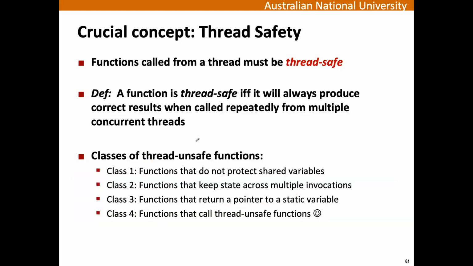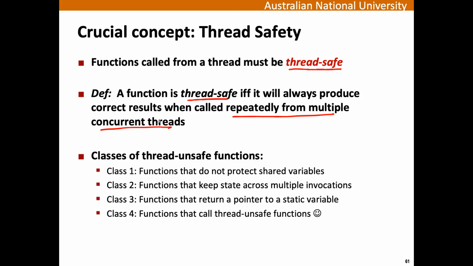So now we're going to discuss thread safety, and this is an important concept. When you're writing multi-threaded applications, you need to know whether the function you're using is thread safe or not. A function is thread safe if it always produces correct results when repeatedly called from multiple concurrent threads. If you call a function from the same thread, hopefully it's always correct. A thread safe function is one which you can call from multiple threads and you get the correct results.